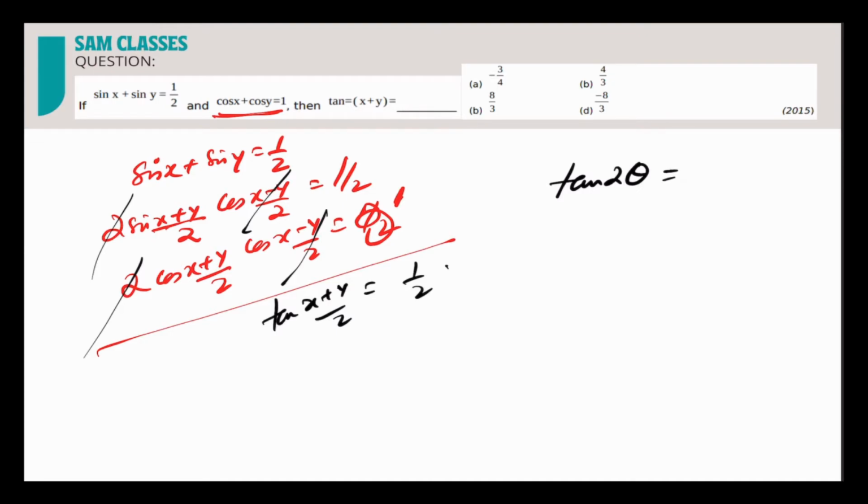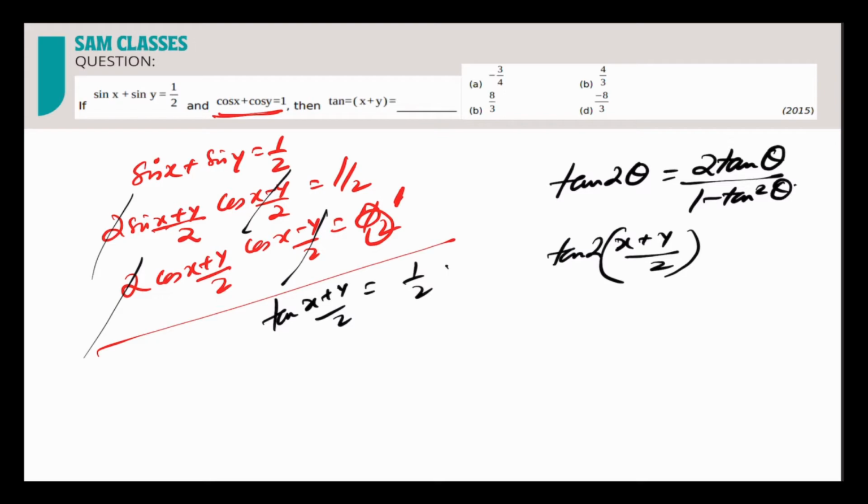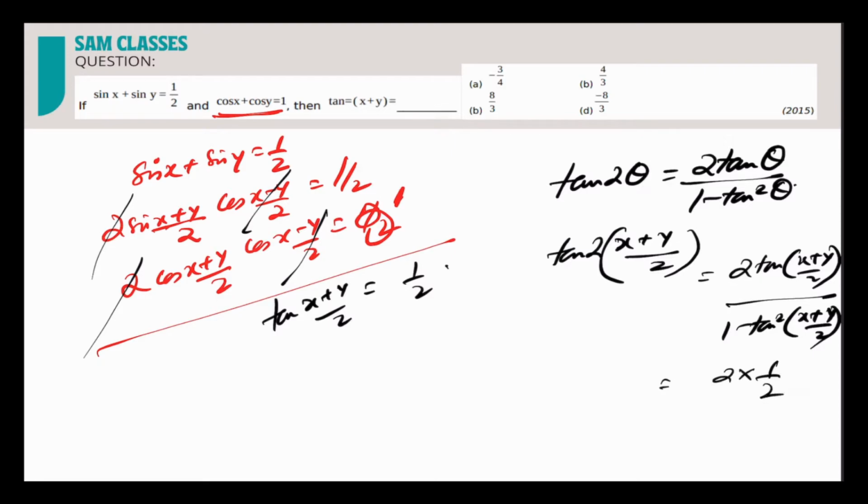So tan 2 theta is equal to 2 tan theta by 1 minus tan square theta. So we already know what we have to find: tan of 2 times X plus Y by 2, because we have to find X plus Y. That is equal to 2 tan of X plus Y by 2 by 1 minus tan square of X plus Y by 2. So we already know the value. So 2 into, you don't have to write all this. If you know the formula, directly put it in. 1 minus 1 by 4. So you'll get 4 by 3. That's it. Pretty simple. With 3 formulas on your fingertips, you could have solved it in less than 20 seconds.